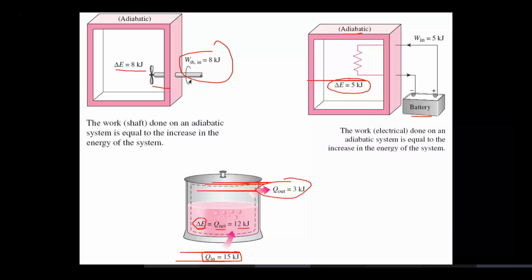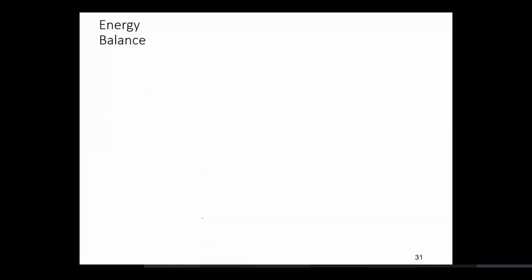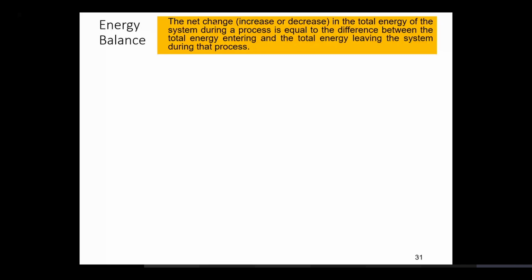All right. Based on this, we develop the energy balance equation. What does it say? It says the net change, that means whether it is an increase or decrease, in the total energy of the system during any process is equal to the difference between the total energy entering the system and the total energy leaving the system during that process. Is this point clear?